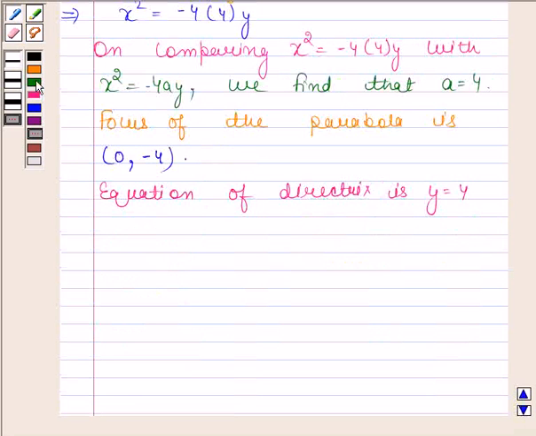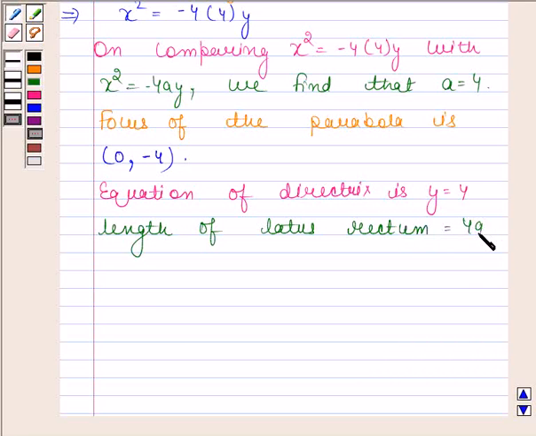Now we will find length of latus rectum. We know that length of latus rectum is equal to 4a. Now here a is equal to 4. So length of latus rectum of the given parabola is 4 into 4 and this is equal to 16.